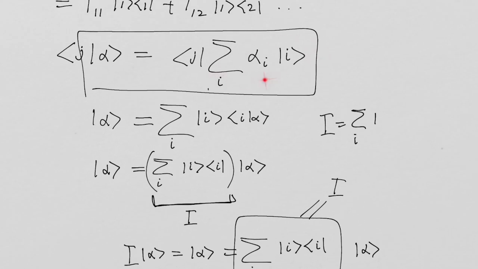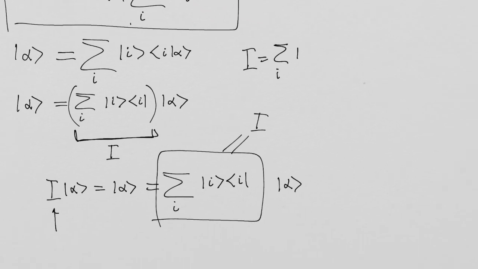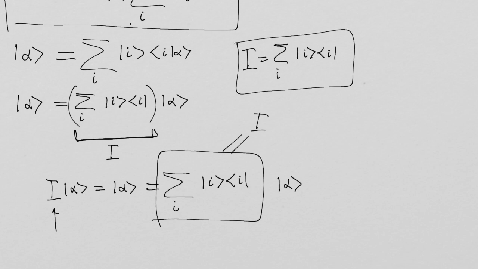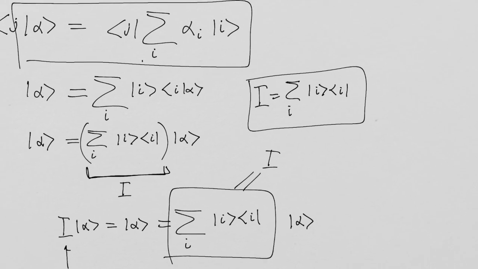This sum is over all the basis states I. So this identity operator, it's an infinite sum if you have an infinite number of basis states, which you probably will. And this can be inserted anywhere you can insert the identity operator. And I think there's a word for this. It's called the completeness relation. So that's the completeness relation, very, very important.